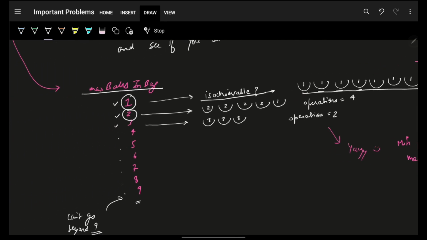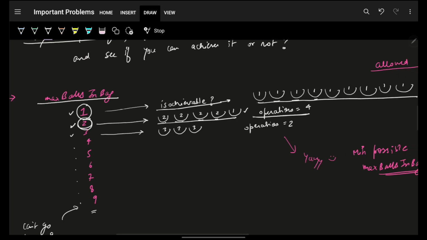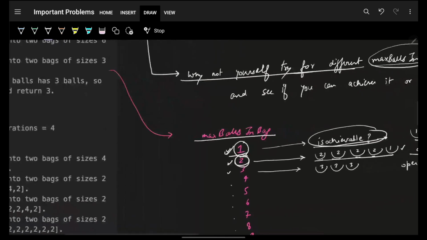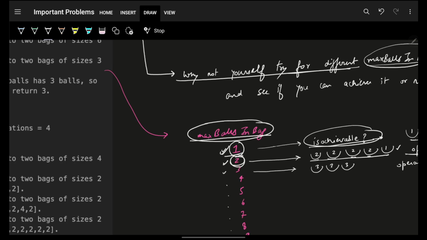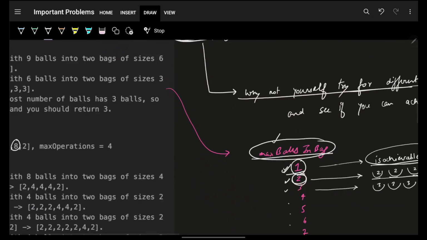Now, if I want to divide my balls such that every bag can have at max 2 balls, then I will simply try to divide 2, 2, 2, 2, 1. Operations required here will be 4. As you can see, bags are 5, operations are 4. But again, the condition is satisfied that each bag has at most 2 balls. But Aryan, if you are saying that it was able to achieve this, then why did you not return 1 as the answer? Because technically you want to get the minimum of this max balls in a bag value, because that is your penalty.